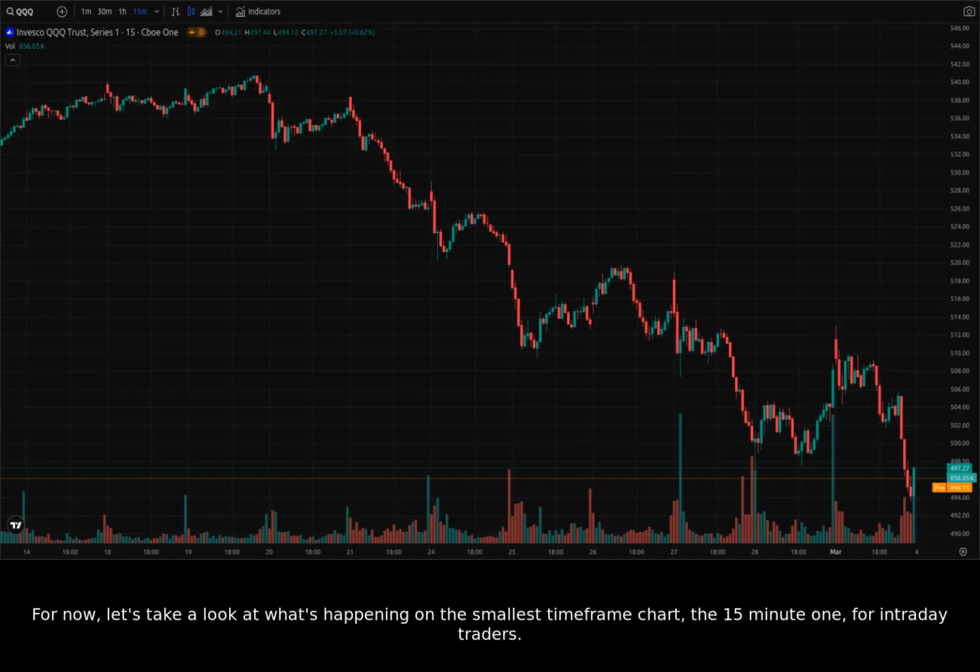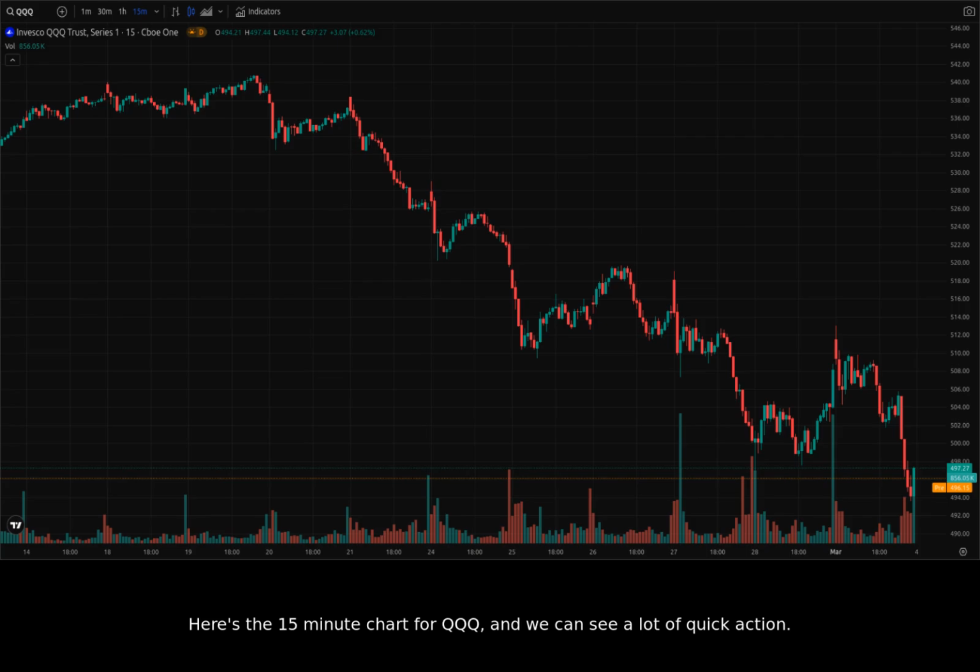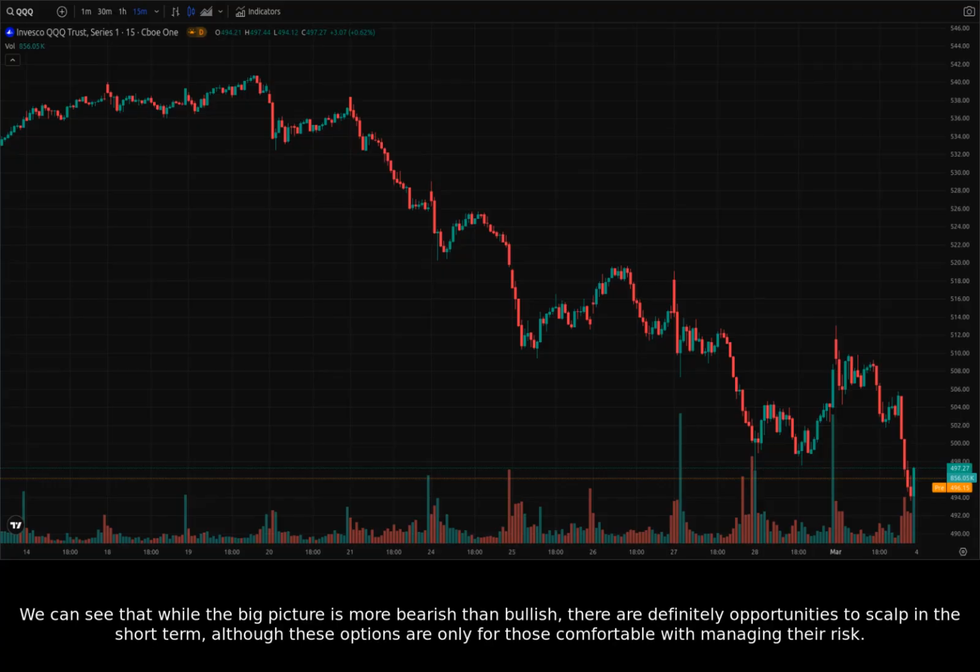For now, let's take a look at what's happening on the smallest timeframe chart, the 15-minute one, for intraday traders. Here's the 15-minute chart for QQQ, and we can see a lot of quick action. As you'd expect, with smaller timeframes, the charts are more volatile. We can see that while the big picture is more bearish than bullish, there are definitely opportunities to scalp in the short term, although these options are only for those comfortable with managing their risk.